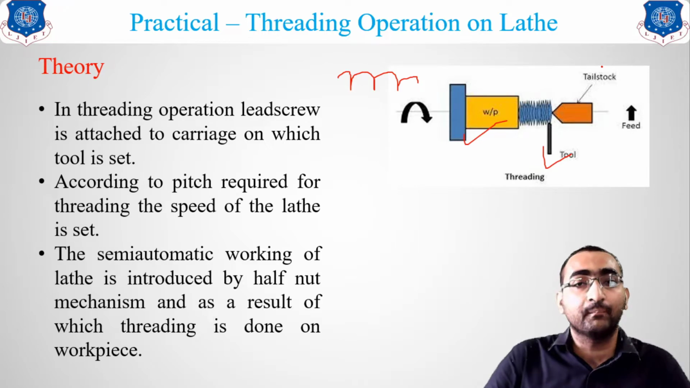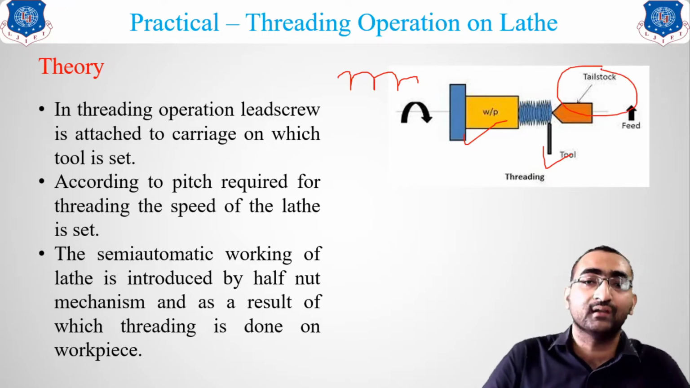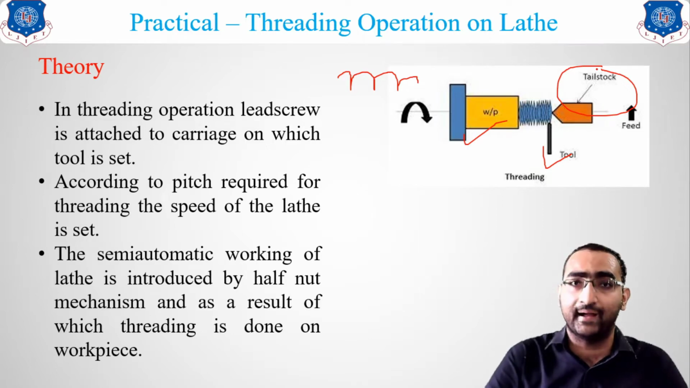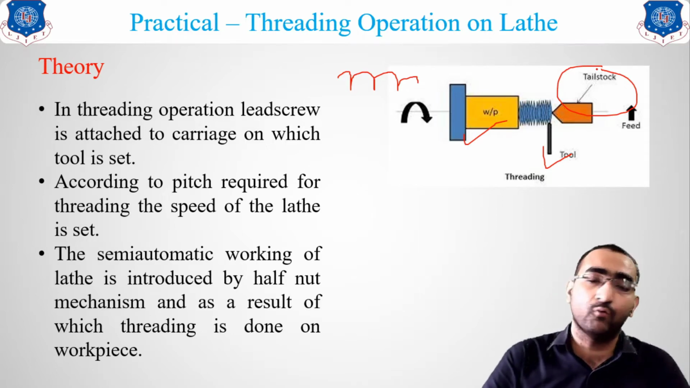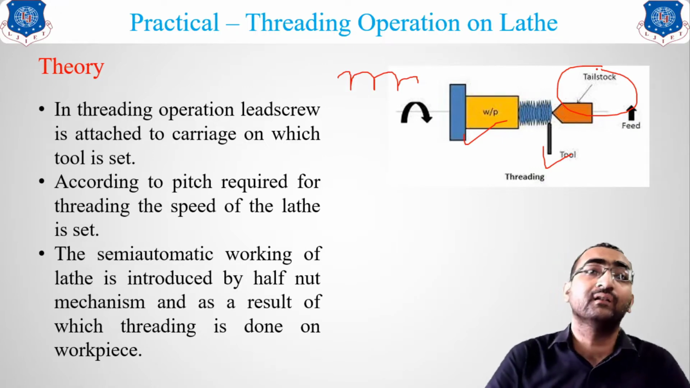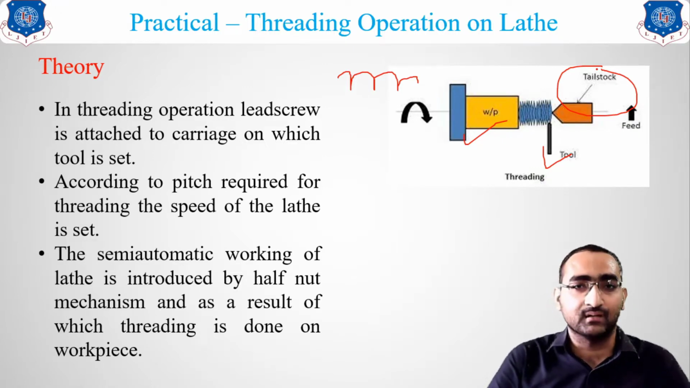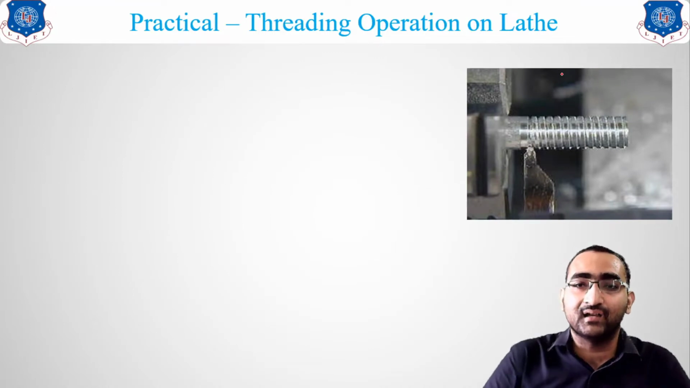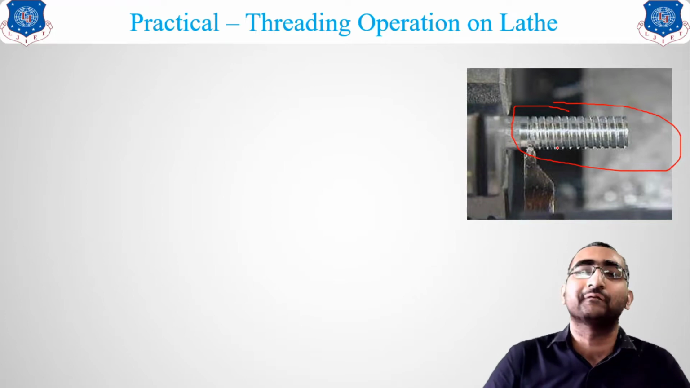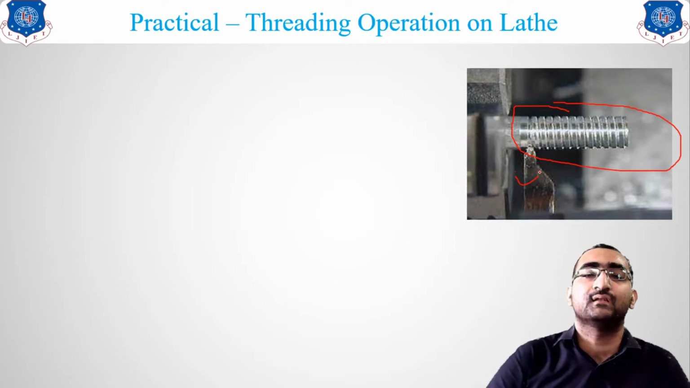If your workpiece is too large, then a tailstock is required. Otherwise, in our practical, we will not be taking the tailstock's help, because the sample we are taking is small. The tailstock is only there to give support to the workpiece. Now let us see, these are the threads which we are going to develop on the sample, and this is the tool which is kept.